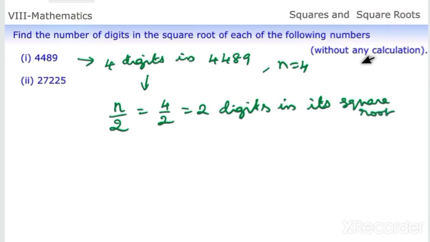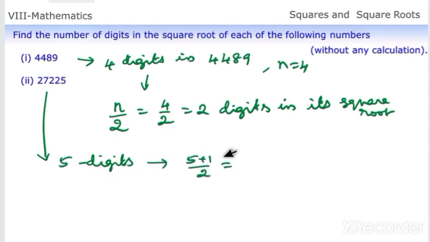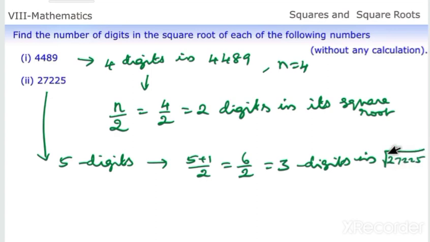Without calculating, we are finding the answer for this. How many digits is it having? It is having 5 digits. So in its square root, how many digits will be there? As per the formula, (5 plus 1) by 2, because 5 is odd, so the formula is (n plus 1) by 2. 6 by 2 is 3. So 3 digits will be there in the square root of 27225.